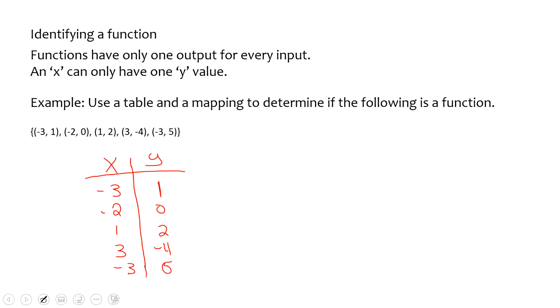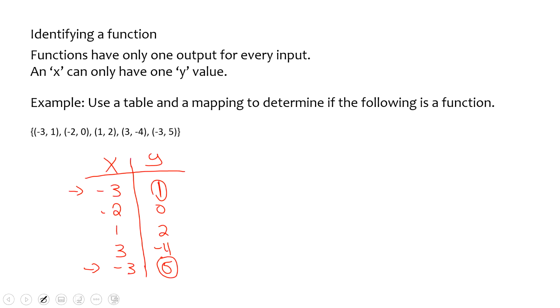So looking at it, it looks like I probably don't have a function because I have 2 values for -3, where x is -3, but my y values are different. So this really is not going to be a function, but we're going to use the mapping diagram just to make sure.